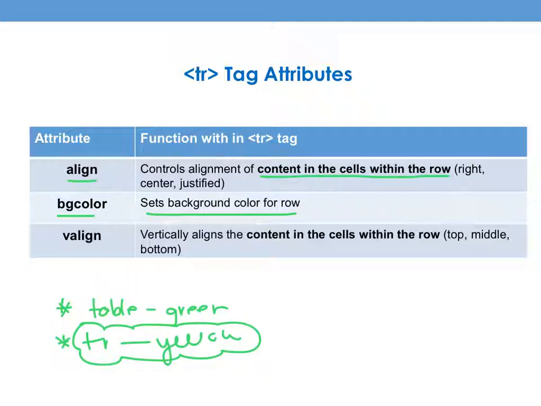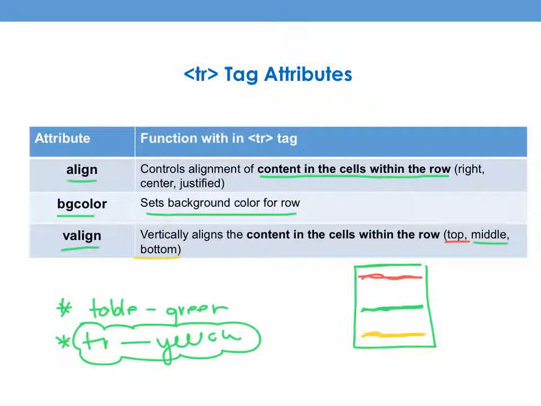But BG color will set that background color for the entire row. And then vertical alignment controls the alignment of the content vertically within the cell. So for example, you have a cell here. If you have middle alignment vertically, your text will go in the middle of the cell. If you have a top alignment, that text will go in the top of the cell vertically. And if you have bottom alignment, it will go in the bottom of the cell vertically.